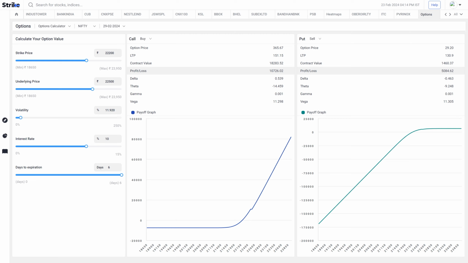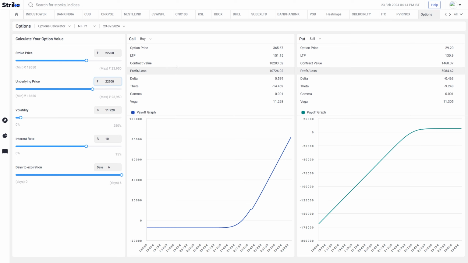If you just want to calculate the projected price of a call option or a put option based on your targets for a particular symbol, you can do that here. It's preloaded with the current values. As of now it has selected the 22,200 strike for me, and I've entered my target as 22,500.